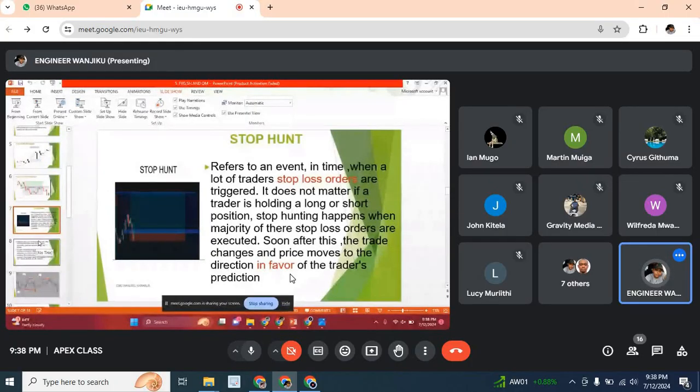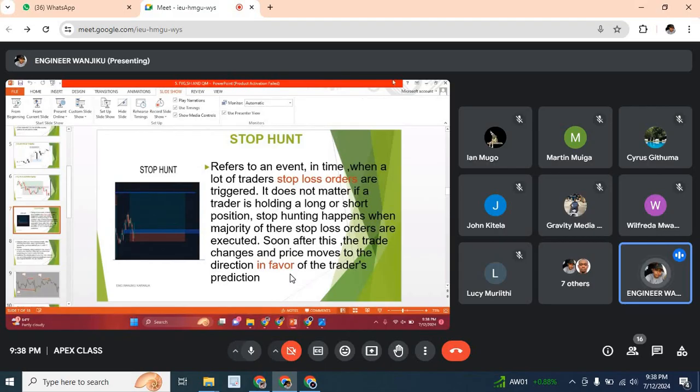So what is a stop hunt? A stop hunt refers to an event in time when a lot of traders' stop loss orders, or rather your stop loss, is hit. It doesn't matter if the trader is holding a long or a short position. Stop hunt means when the majority of stop loss orders are executed. Then what do we use to confirm that this was a stop hunt? As soon as you're stopped out of that trade, the market goes your way.